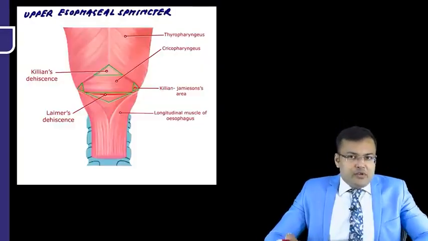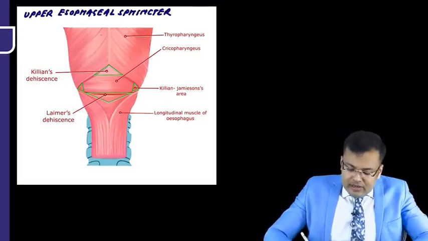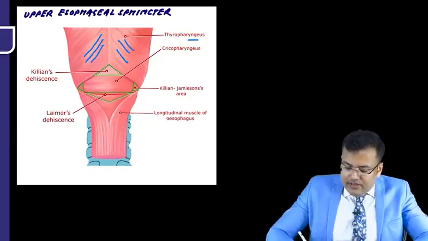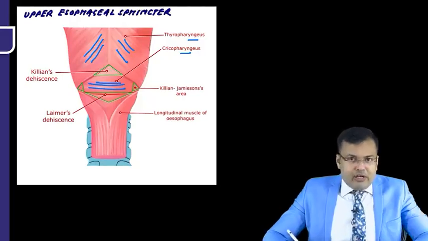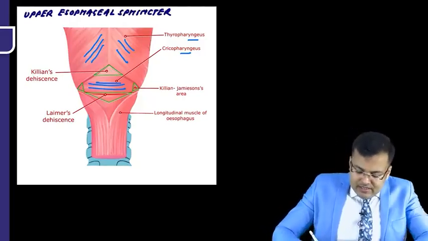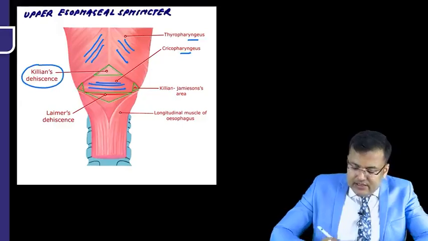Now see the upper esophageal sphincter. These are the oblique fibers of thyropharyngeus, and these are the transverse fibers of cricopharyngeus. In between thyropharyngeus and cricopharyngeus, there is a dehiscence. And what is the name of this dehiscence? This is known as Killian's dehiscence.